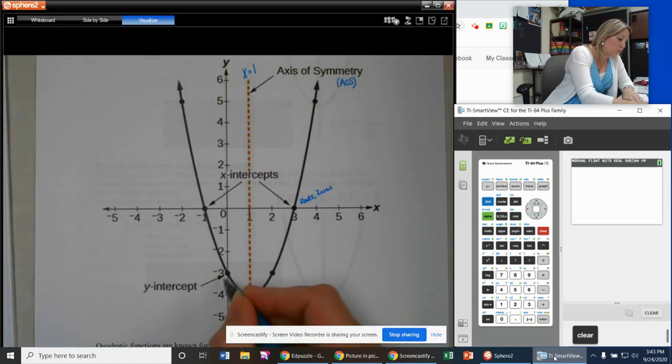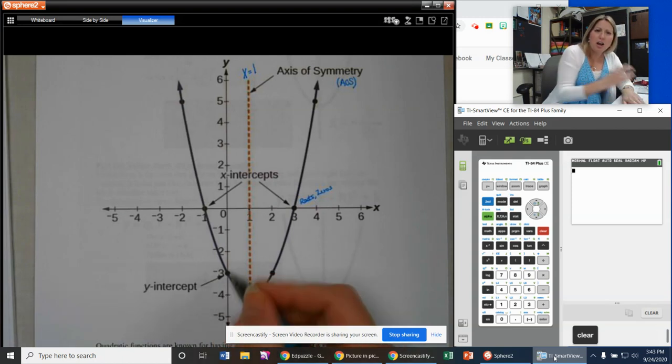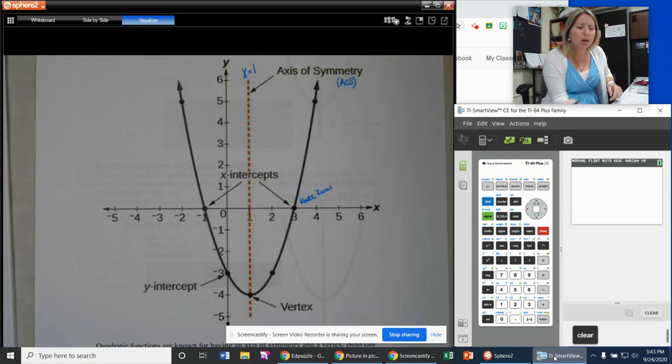And then, of course, there'll be one y-intercept. I don't really focus in on the y-intercepts, but when we start to look at the equation, you'll be able to kind of see where that's coming from and use it. So this is just the pieces that come together to create this parabola.